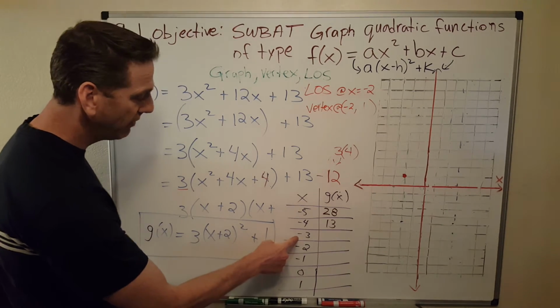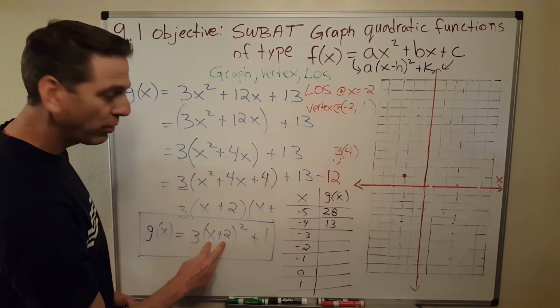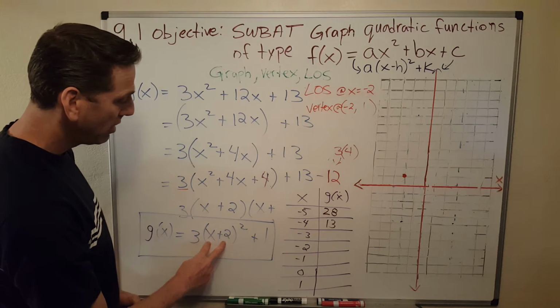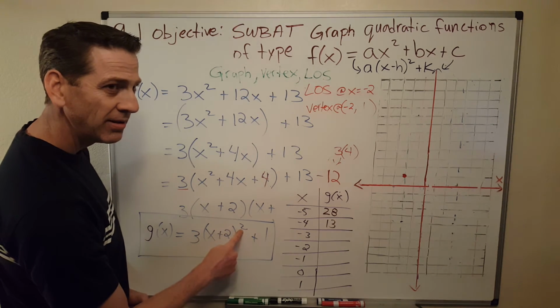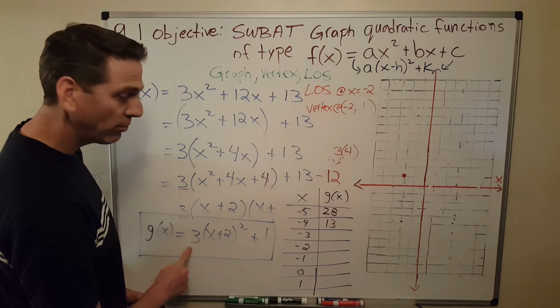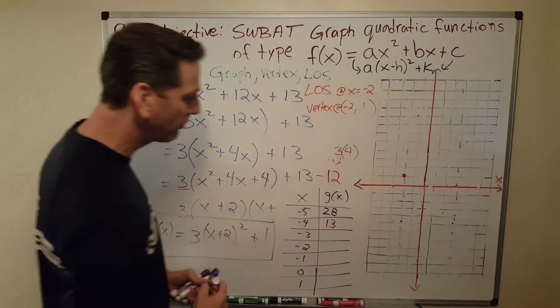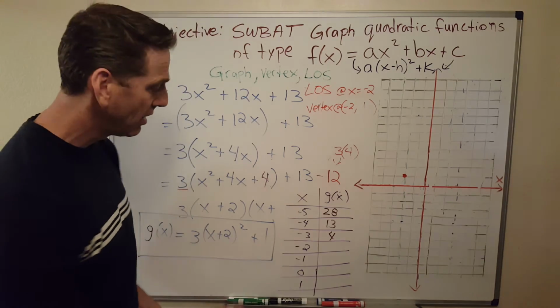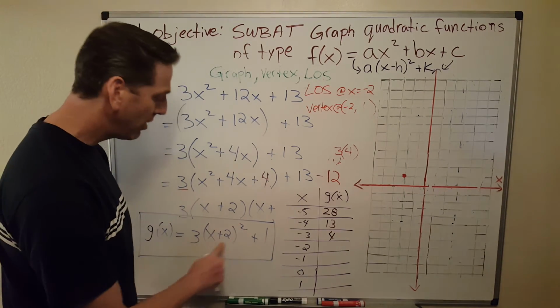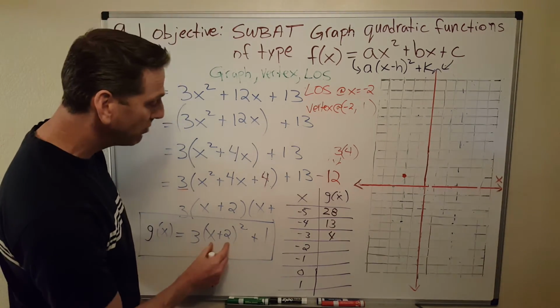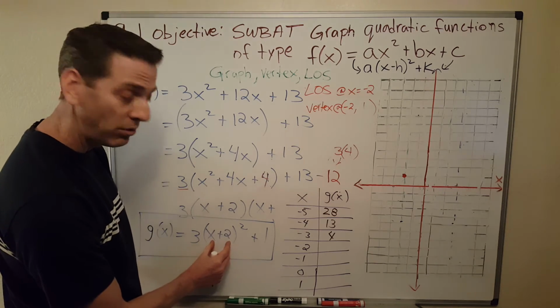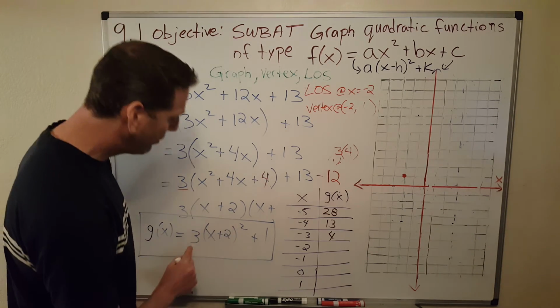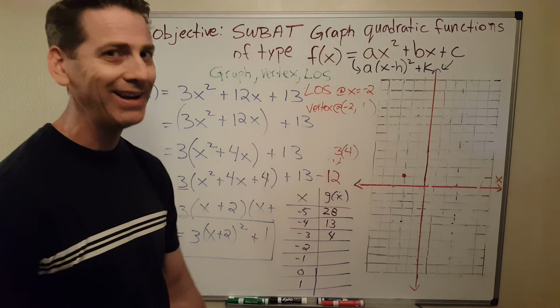How about x equals -3? -3 plus 2 is -1. -1 squared is 1. 1 times 3 is 3. 3 plus 1 is 4. So remember to do the correct order of operations, right? First you have to take the exponent, then the multiplication. First you have to do the grouping symbol, then the exponent, then the multiplication, then the addition, right? It's all there.